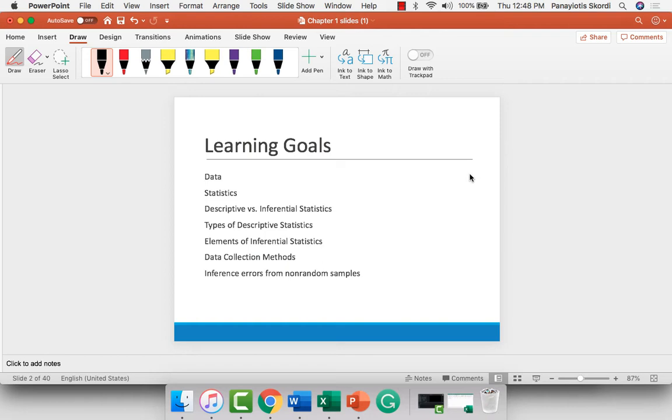So generally speaking, before I move on, we'll talk about what is statistics and what do we use it for in a nutshell. Basically, statistics is a way of collecting data and using that data to make decisions.